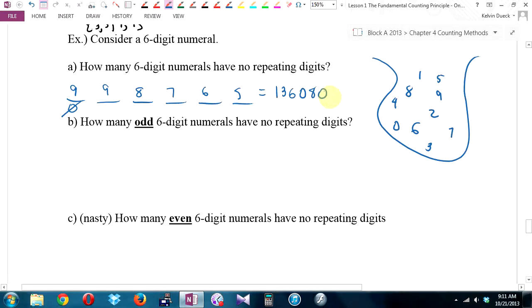Caitlin, can you read B to me, kiddo? How many odd 6-digit numbers? How many digit numeral? How many blanks? 1, 2, 3, 4, 5, 6. What makes a number odd? How do you know a number is odd? How can you glance at a number and say that's an odd number?